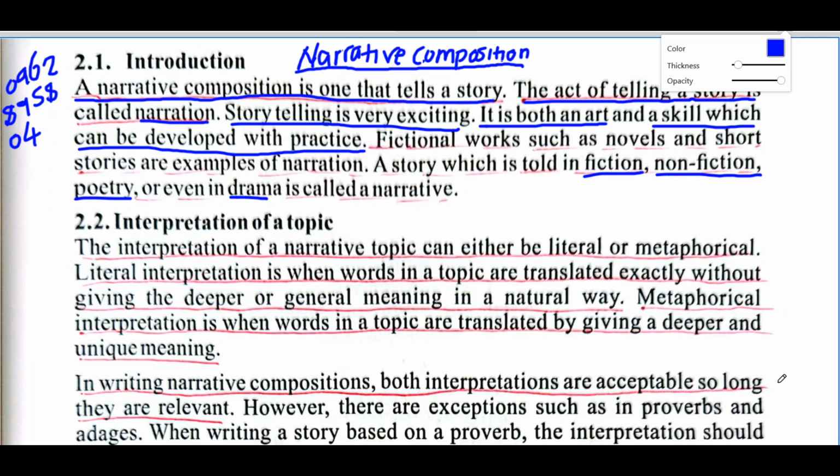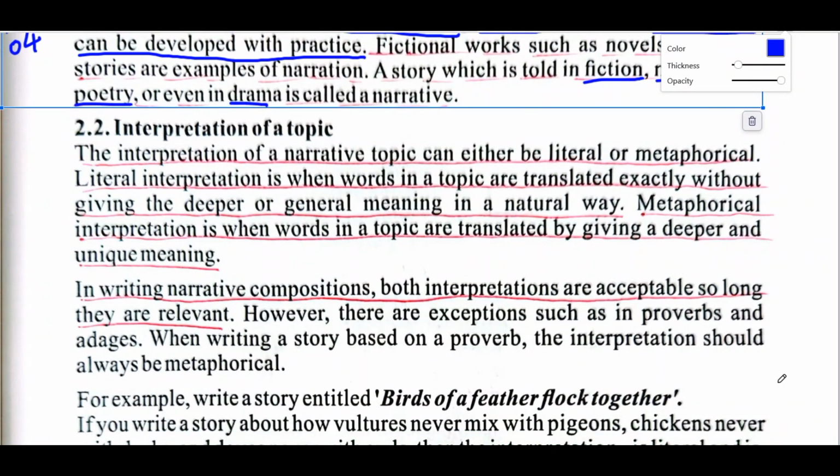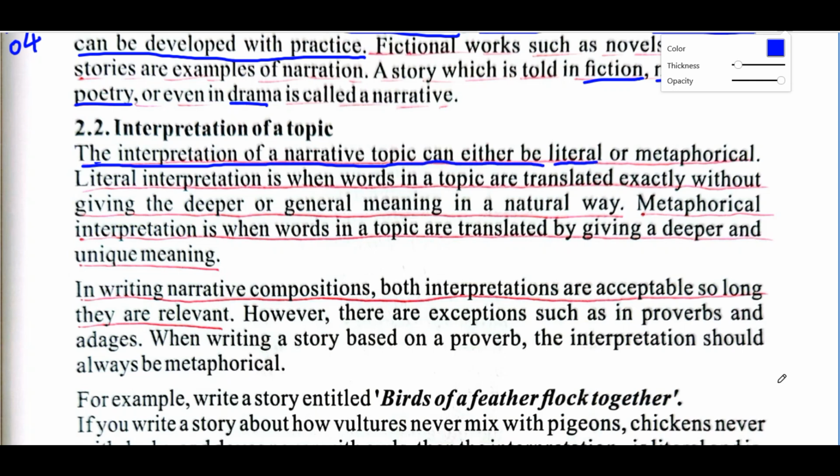Now let's move away from there. Now let's focus on what we call interpretation of a topic. So let's say you are given a certain topic. You need to interpret that topic before you give it your best shot. Now we have two types of interpretations. The interpretation of a narrative topic can be literal or metaphorical. So it depends on the topic that you are given.